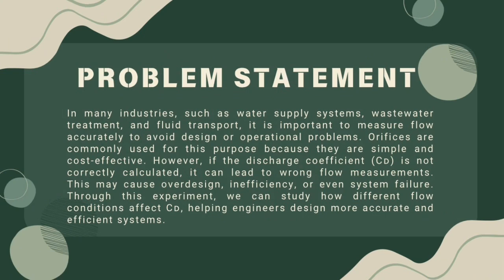Next, problem statement. In many industries, such as water supply systems, wastewater treatment, and fluid transport, it is important to measure flow accurately to avoid design or operational problems. Orifices are commonly used for this purpose because they are simple and cost-effective. However, if the discharge coefficient is not correctly calculated, it can lead to wrong flow measurements. This may cause over-design, inefficiency, or even system failure.